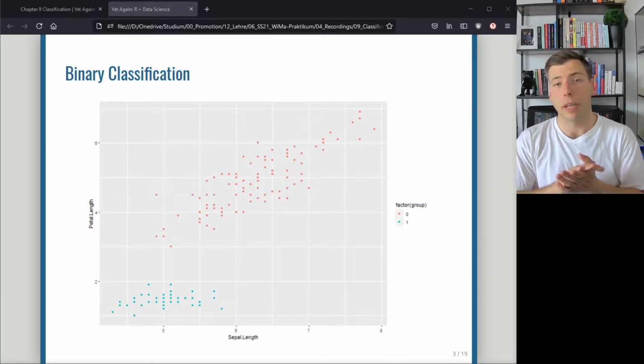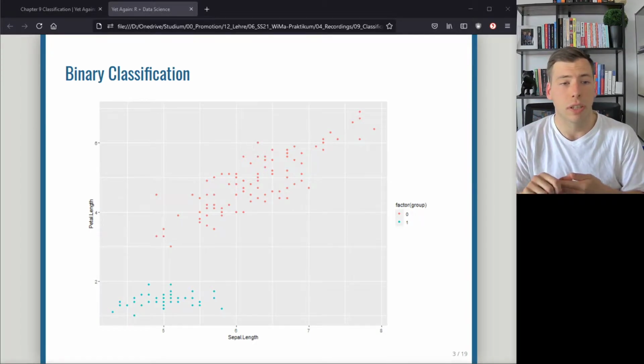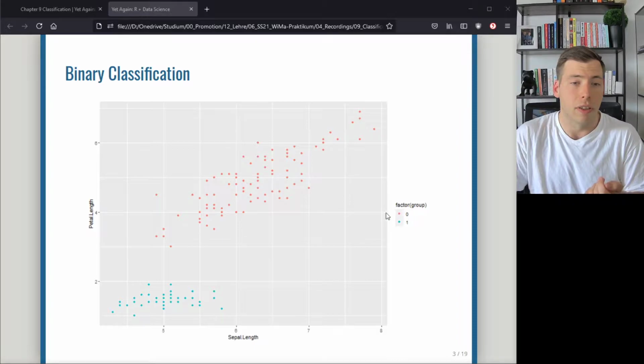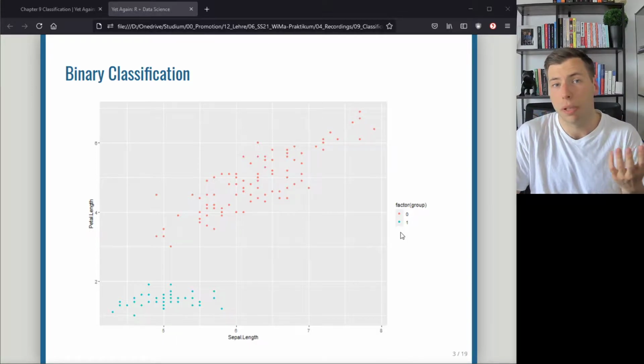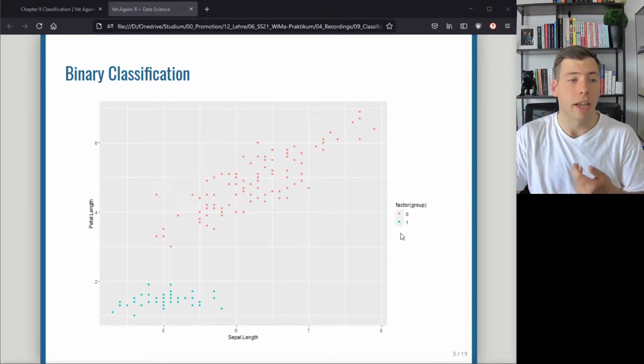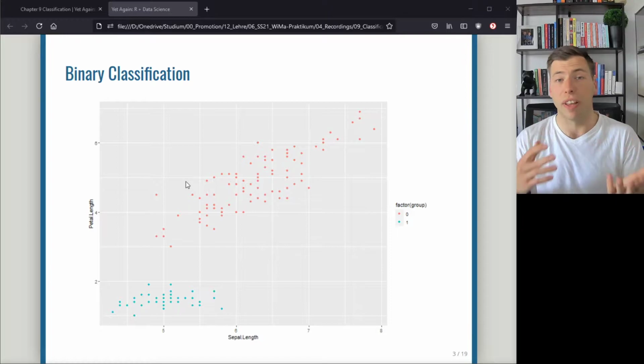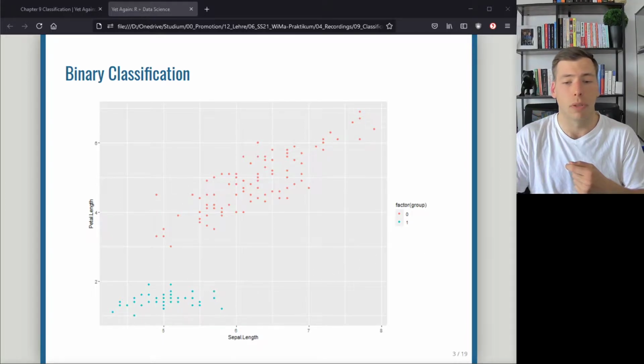Here you might be inclined to do linear regression by just using the group labels, which are 0 or 1 in this case. We've transformed it that way. This is a numeric variable, so we could technically use it as a response for a linear regression, and then simply use petal length as a regressor. With that we could possibly fit a model and use it to classify our flowers.